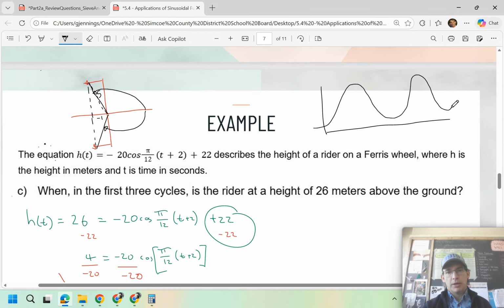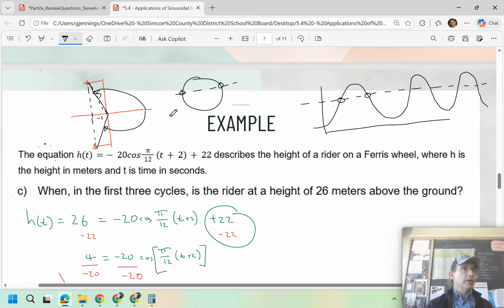That's the noise people make on Ferris wheels. Okay? And then we are interested in the times where they're 26 meters above the ground. So these times. Oh, there will be 6 of them, 2 per cycle. Okay? Or you visualize your Ferris wheel and you're saying, when are they that high? 2 times per cycle, on the way up and on the way down.